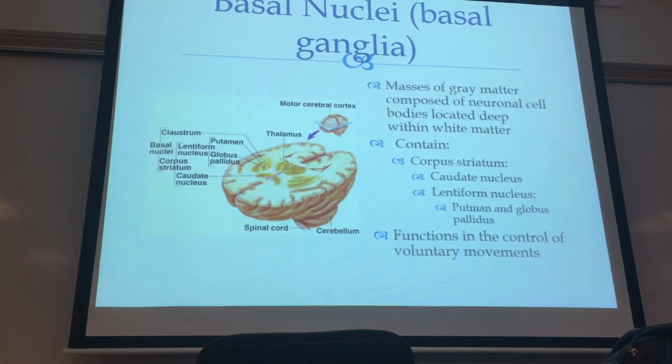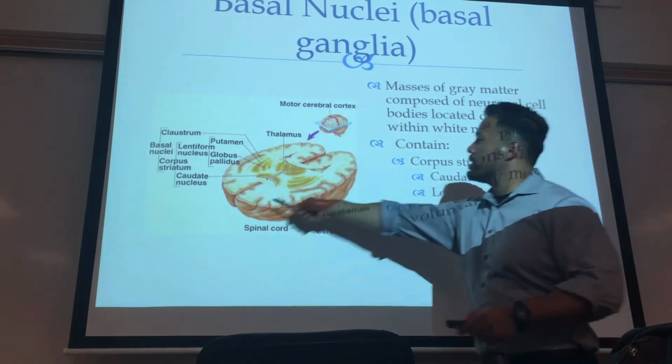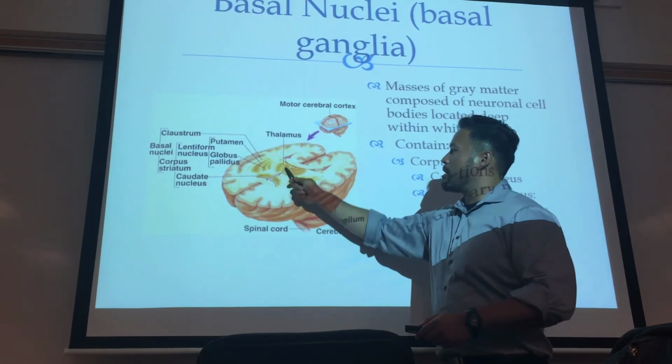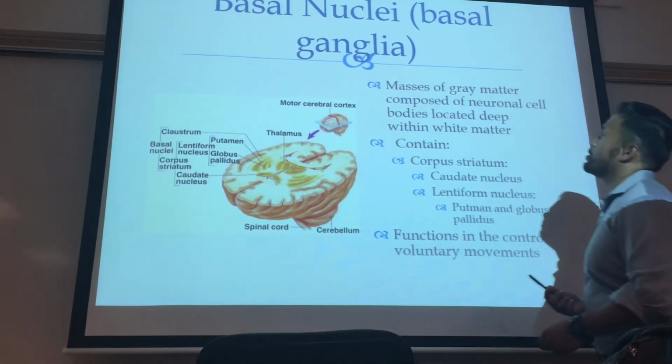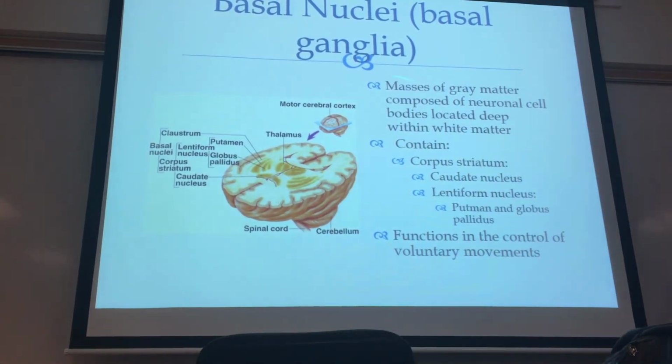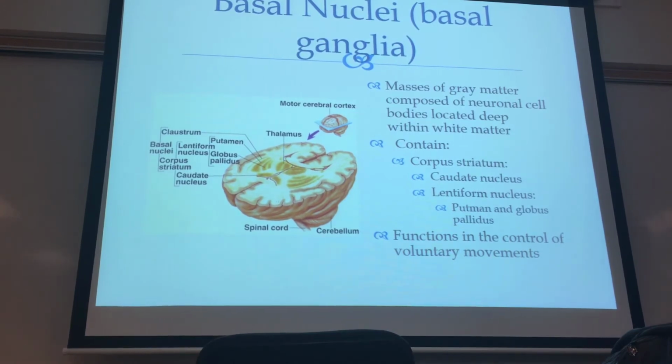The last one is the basal nuclei, and these are going to be responsible for voluntary movements. The basal nuclei are just, again, clusters of neuron cell bodies that are located within the brain itself. And if you were to cut and look at this transverse slice, you'll see these prominent features right here. And that's exactly what the basal nuclei are called. It used to be called basal ganglia, but now the technical term is basal nuclei.